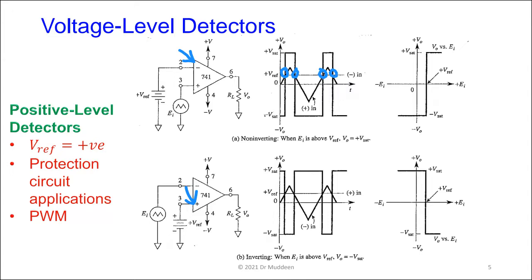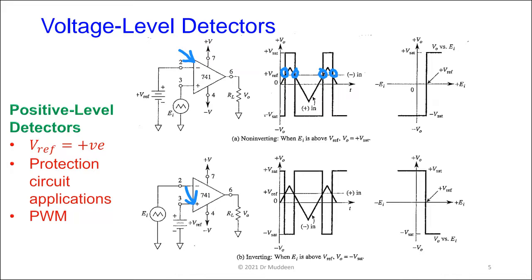So in the case of E in coming in now, when E in is less than VREF, then it's at negative VSAT. And when it increases, as it slowly gets above, when it decreases and it gets less negative, then it flips the other way around, because it's on the inverting input.